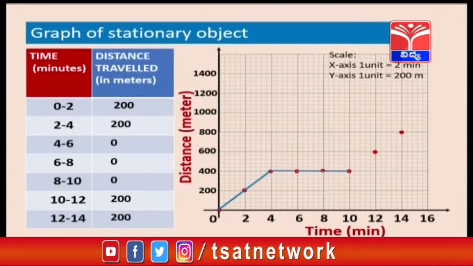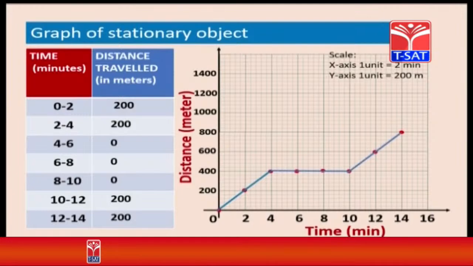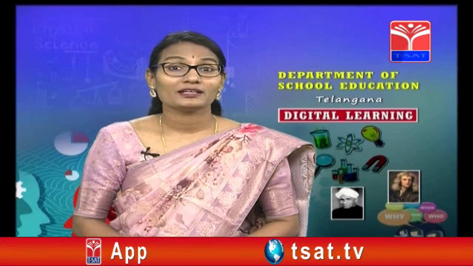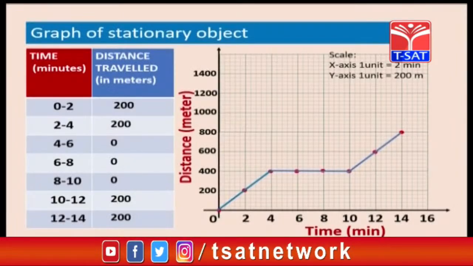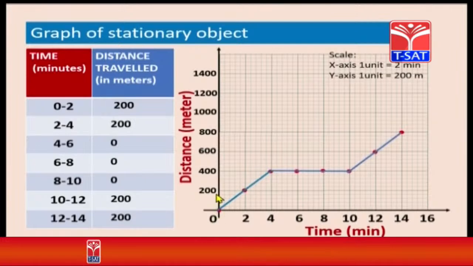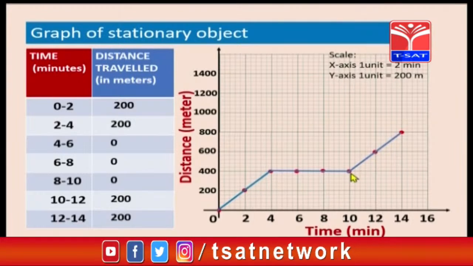Now map all the points, you will get a graph like this. So this graph has 3 parts, children. From 0 to 4 minutes, 4 to 10 minutes, and 10 to 14 minutes. So observe here, from 0 to 4 it covers equal distance in equal time intervals. That's why from 0 to 4 minutes the motion is uniform motion. But from 4 minutes to 10 minutes the object is at rest.